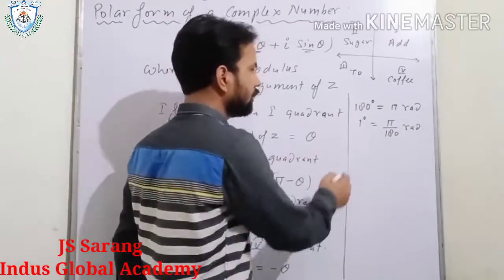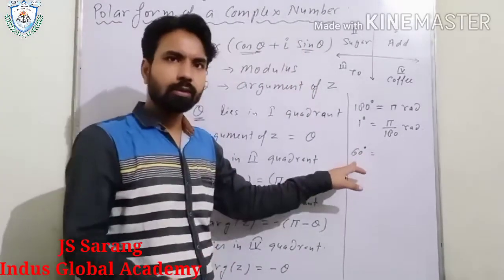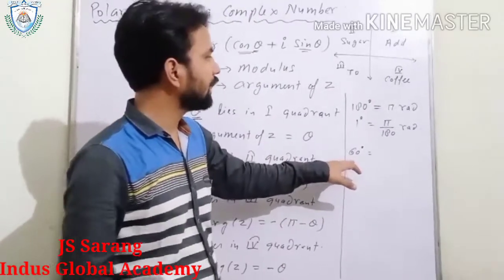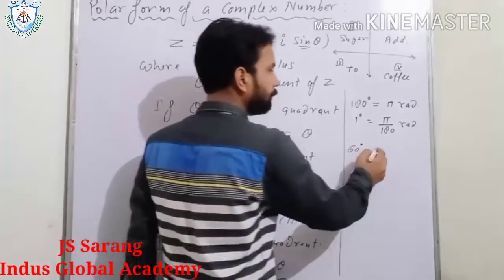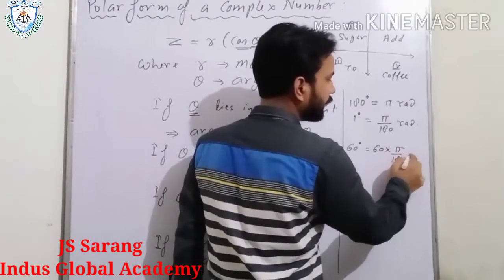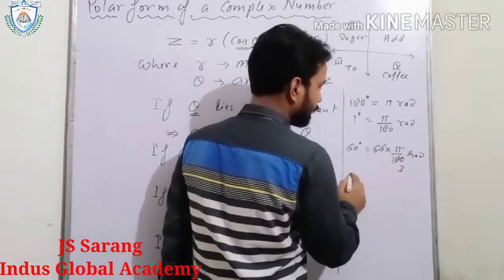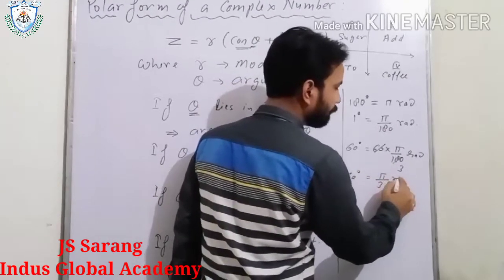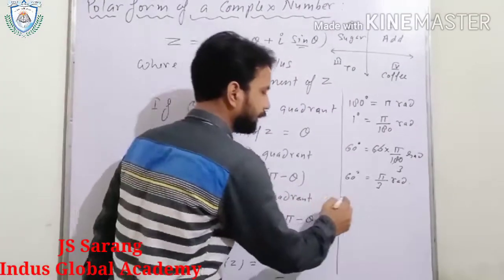Suppose that somewhere 60 degree is given and you have to convert it into radian. So what you have to do? For converting degrees into radians, we will multiply the degree measure by pi upon 180. So 60 degree can be written as 60 into pi upon 180 radian. So 3 times 60 is 180. So 60 degree equals pi upon 3 radian. Clear?